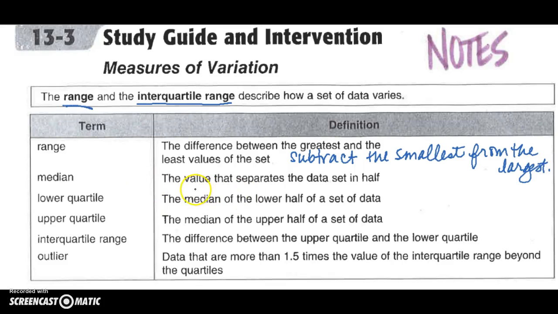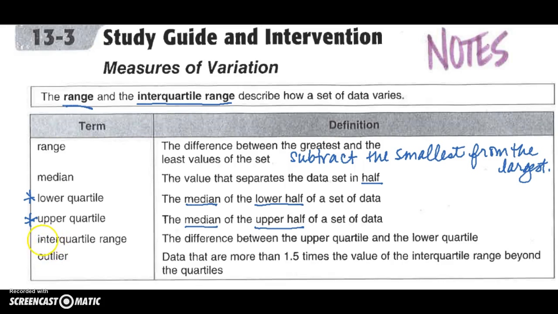We've already talked about that the median separates the data exactly in half. So some new terms today: lower quartile. It's the median of the lower half of the set of data. So guess what? Upper quartile is the median from the upper half. So when we look at some numbers in a minute, it'll be easier to understand what I mean by the lower quartile and the upper quartile.